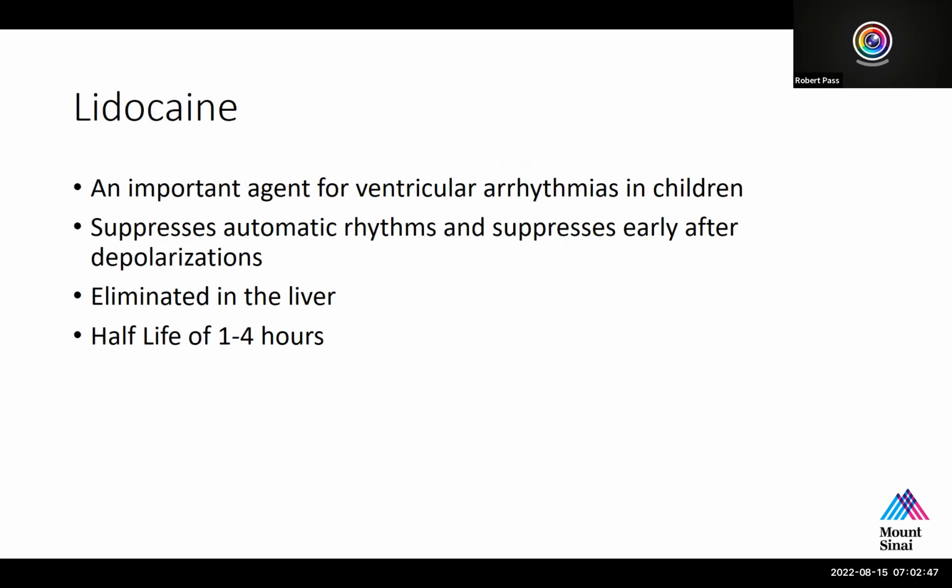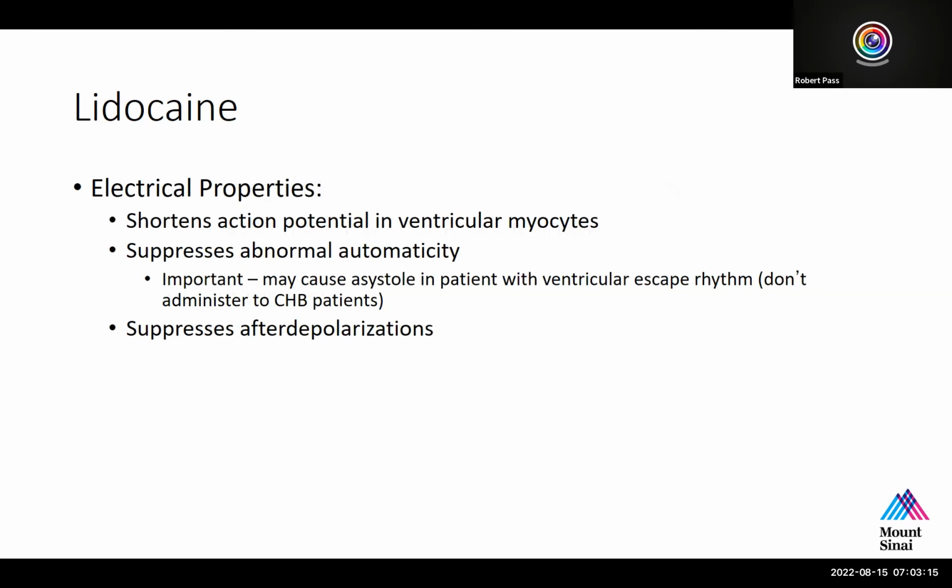So the first of these agents is lidocaine, which is still an important agent for ventricular arrhythmias in children. It suppresses automatic arrhythmias and rhythms, and suppresses early afterdepolarizations. This medicine is eliminated in the liver, so patients with liver disease have to be careful with this. And the half-life is relatively short at 1 to 4 hours. Again, as all class 1 agents do, it shortens the action potential in the ventricular myocyte and suppresses abnormal automaticity.